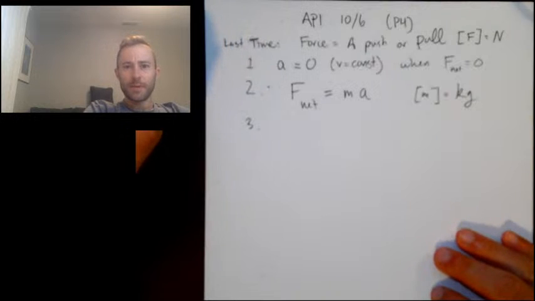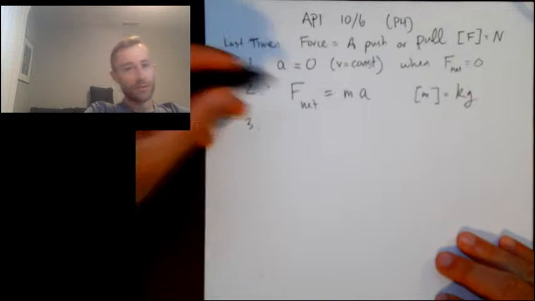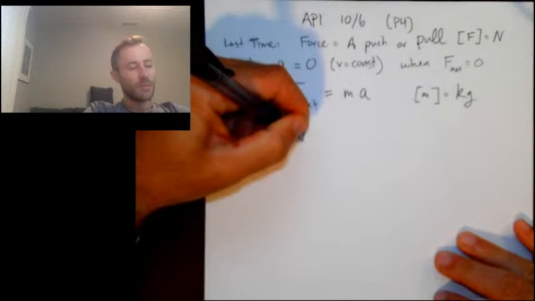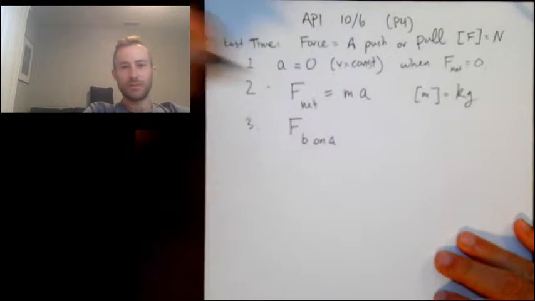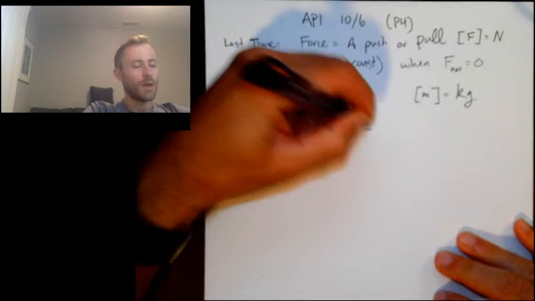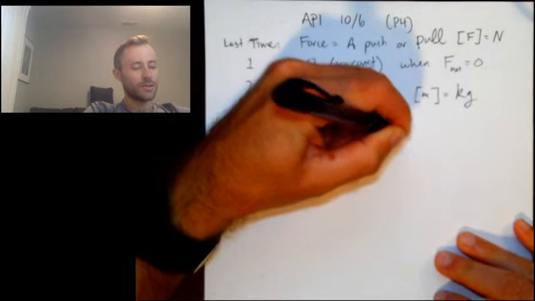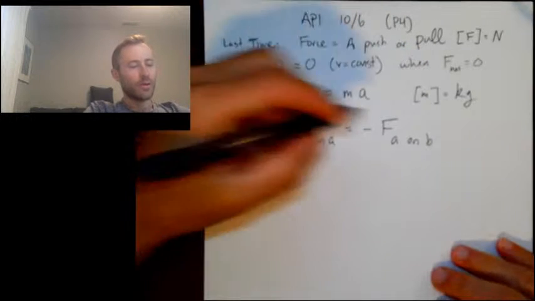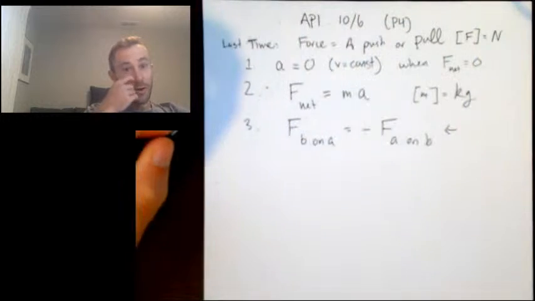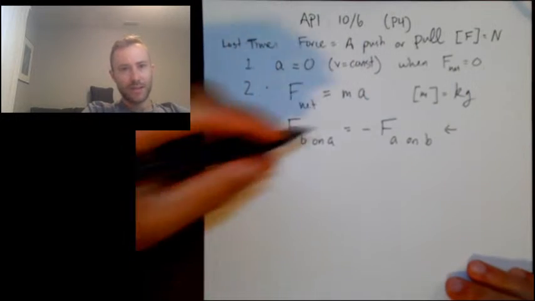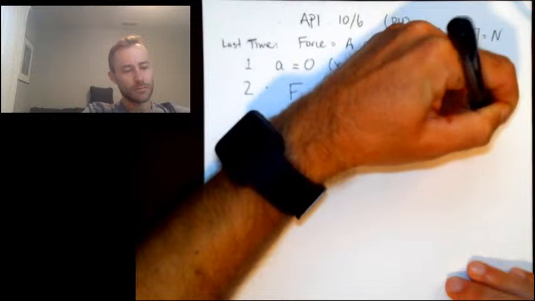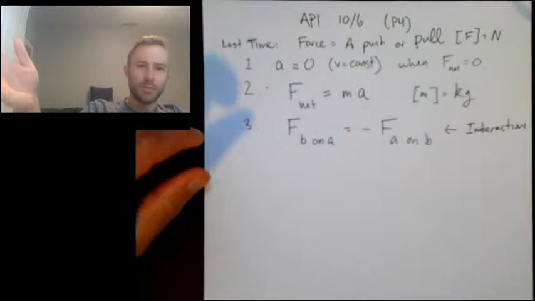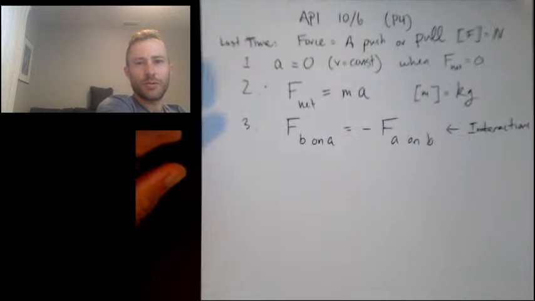The third law says that for every action there's an equal and opposite reaction. The mathematical statement of that is the force that Bob exerts on Alice is equal to minus the force that Alice exerts on Bob. Okay, so the third law relates to interacting systems. Okay, if one person is exerting a force on another person.